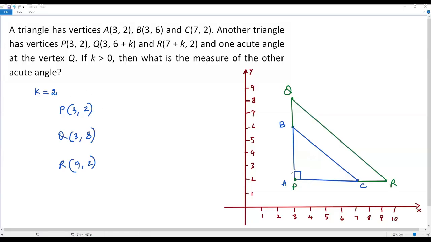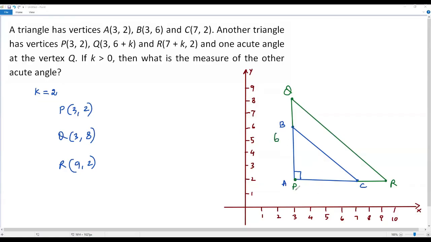So PQR is also a right triangle, because here we have a vertical line segment and a horizontal line segment. So here we have a right angle at P. Now let's find the length of this line segment PQ. Corresponding to this point P, the value on the y-axis over here is 2. Corresponding to the point Q, the value on the y-axis over here is 8. So the distance from 2 to 8 is clearly 6 units. The length of PQ is 6 units.